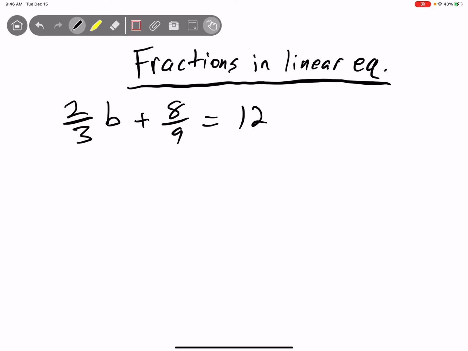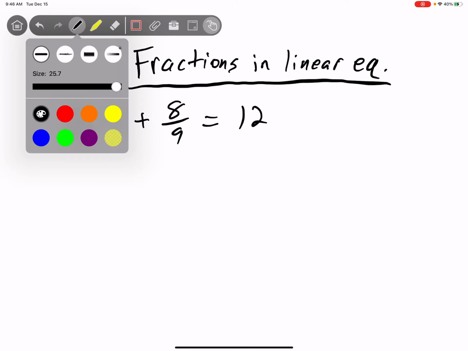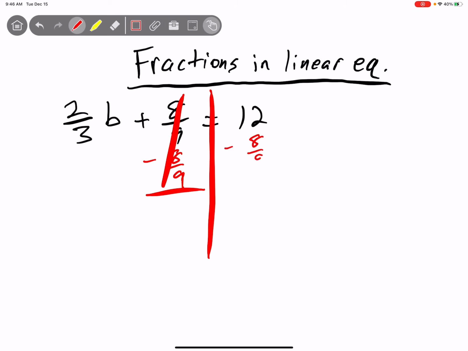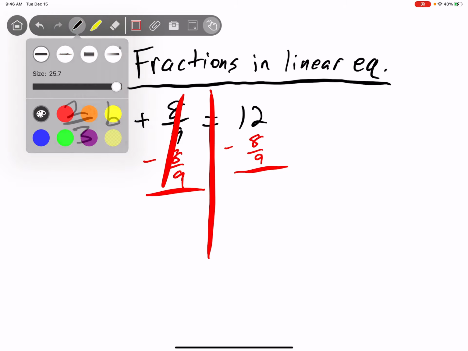I know when you're looking at this, you're probably thinking the following. Well, I'm going to need common denominators, I'm going to be subtracting this and that. Cool, so let's solve this out. Some of you might be doing the following. Subtract 8/9. These cancel out. Subtract 8/9. This gives me 11 1/9.